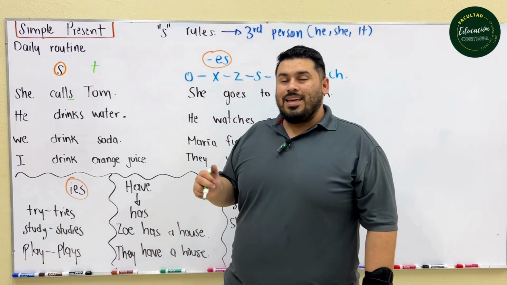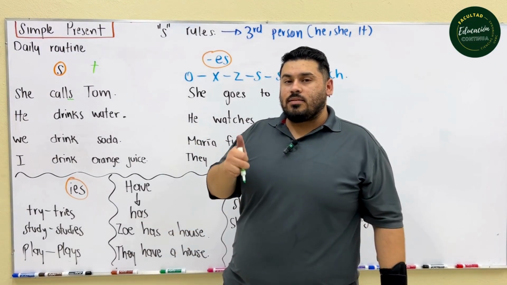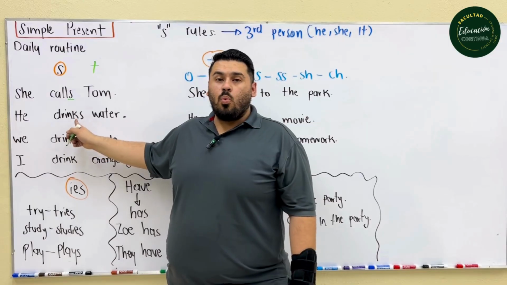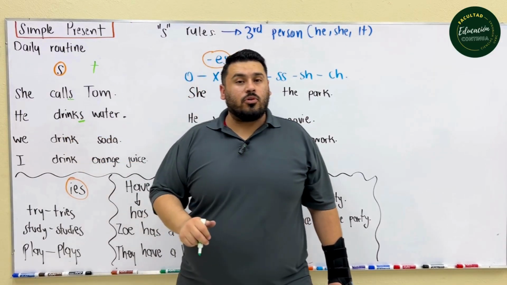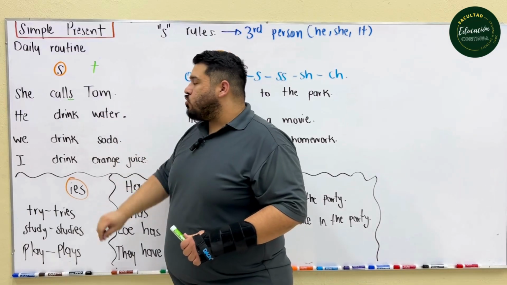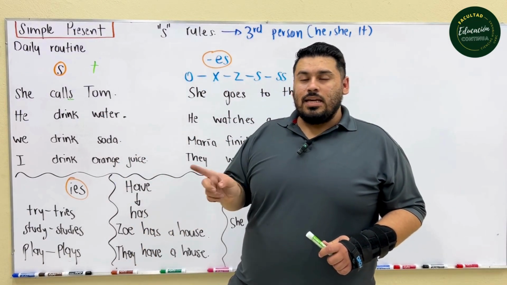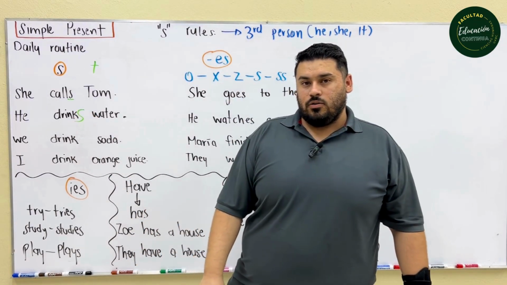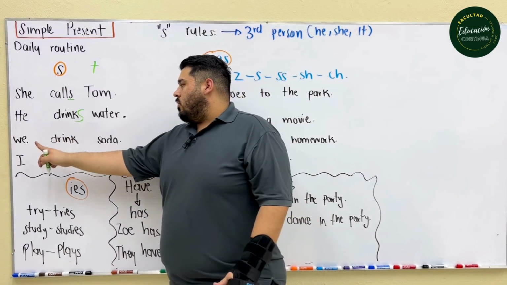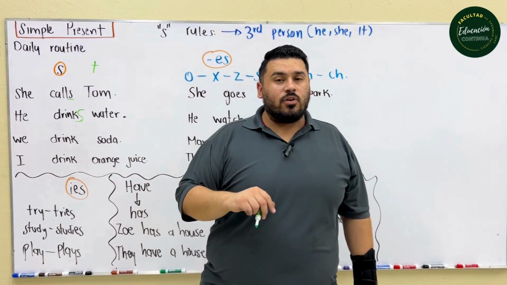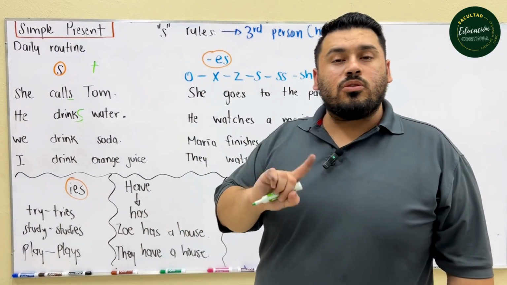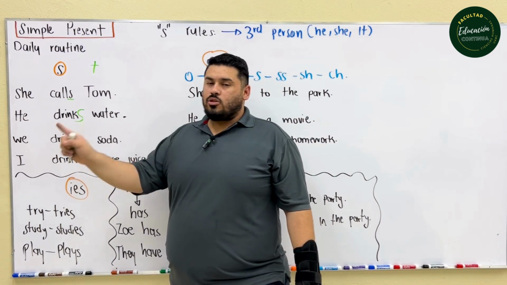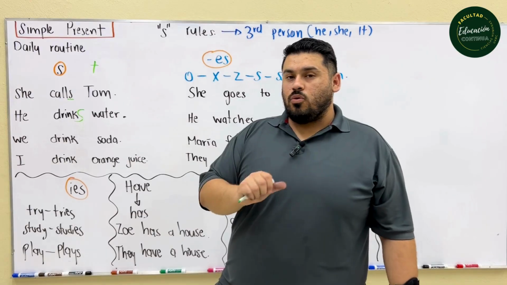She calls Tom. That's an affirmative sentence in simple present tense. Now, he drinks water. The letter S is really important. If you say, he drink water, it's not correct. So you need to write the letter S: he drinks water. That's the correct way. Now, we drink soda. In this situation, for the verb drink, you don't need to write anything. You don't need to write the letter S. We drinks soda is not correct. We drink soda, and that's enough.